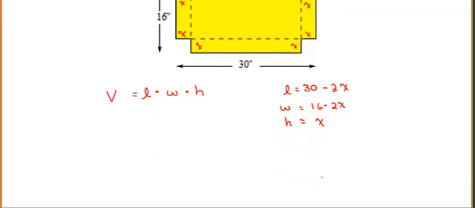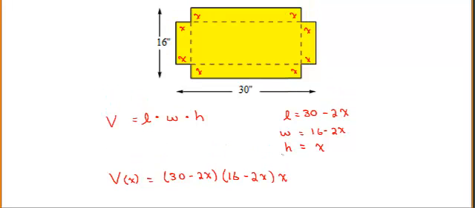So now, replacing all these, the volume as a function of x is going to be length 30 minus 2x times 16 minus 2x times x. Okay, now let's take a look at this. There are some limitations on this. Again, if I multiply this out, I'm just going to get a polynomial, so it's continuous.